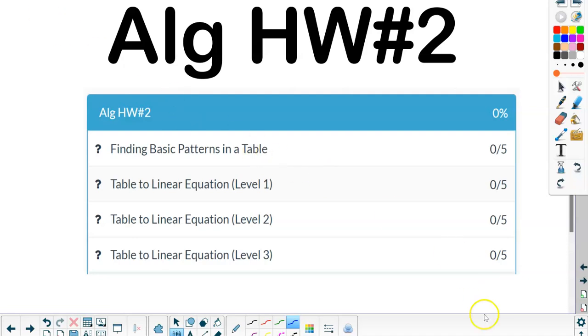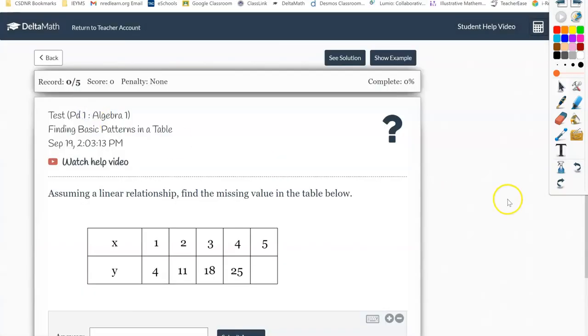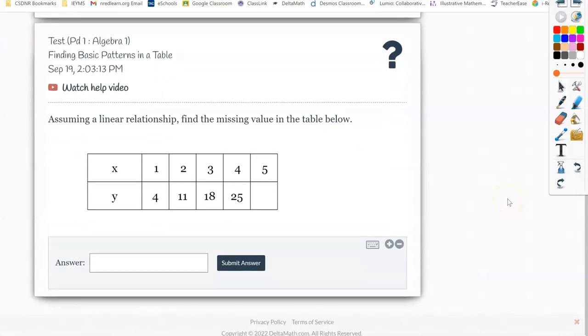This tutorial is for homework number 2. Let's get started by taking a look at finding basic patterns in a table. So in this particular assignment, it's asking you to assume that the relationship is linear.